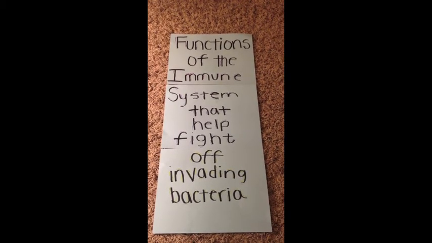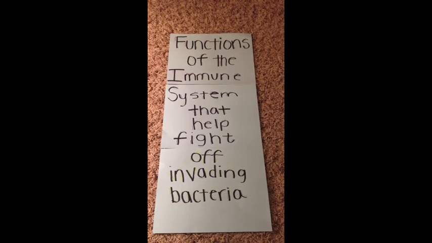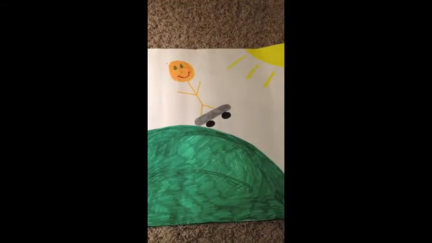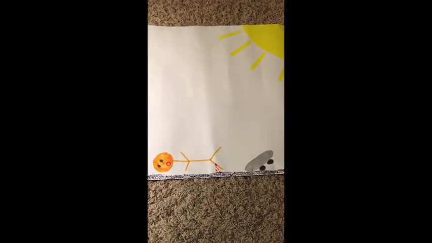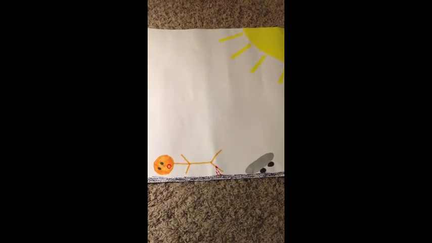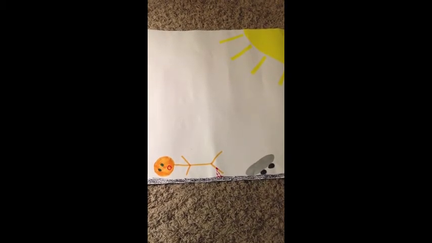Functions of the immune system that help fight off invading bacteria. Imagine you're riding your bike and try a fancy new trick. Unfortunately, you have overestimated your skill level and you fall and scrape your leg on the gravel. Since the skin was penetrated, the bacteria invades your body.